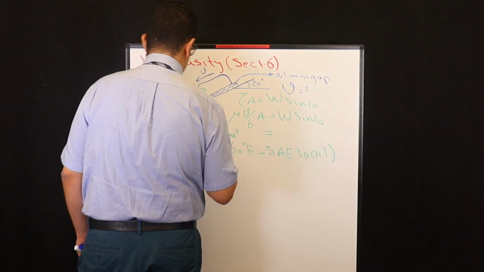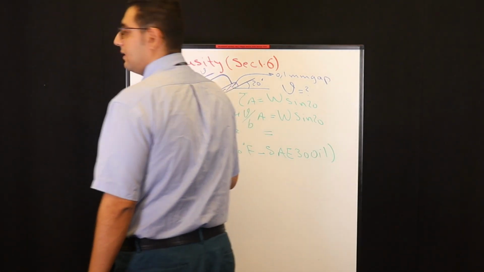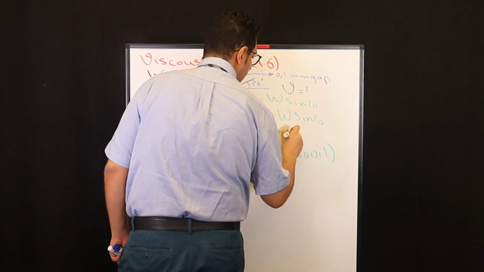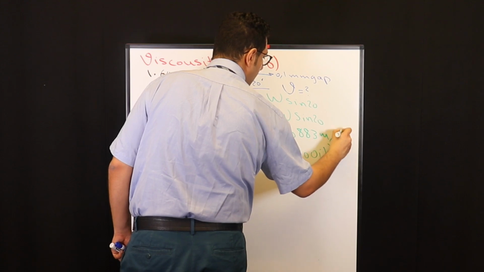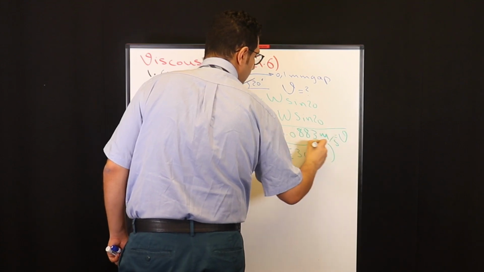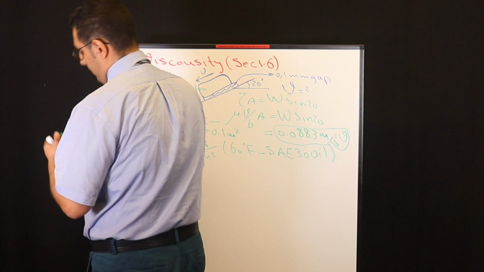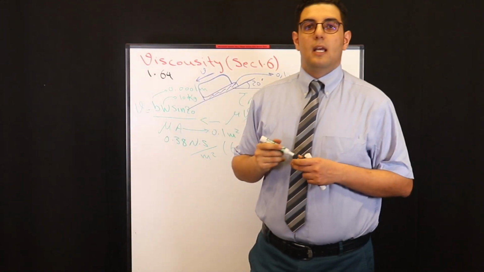Doing the multiplication, we're going to have the velocity as 0.0883 meter per second as V. This is just a substitution, guys. It's not a pretty big deal.